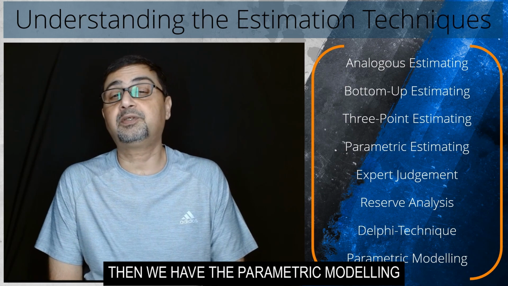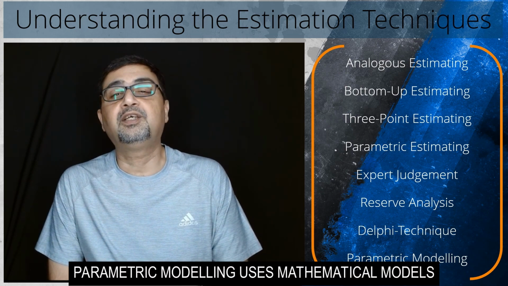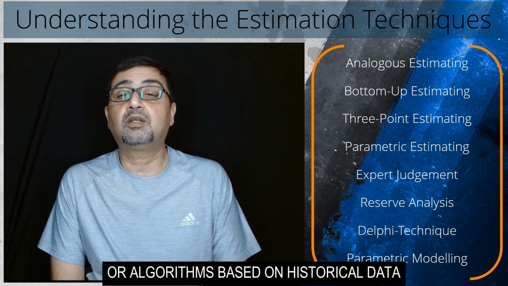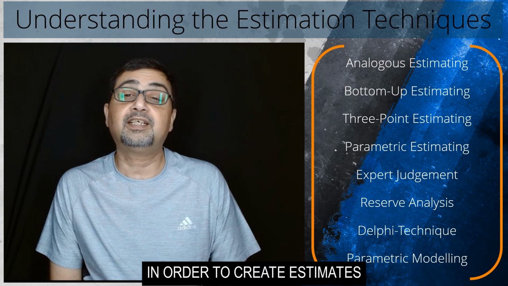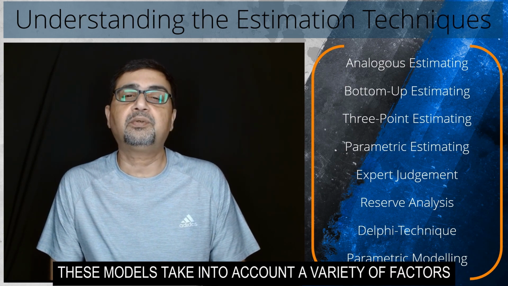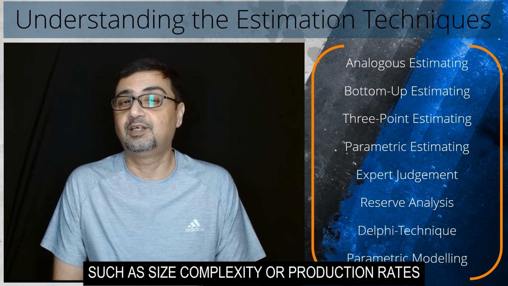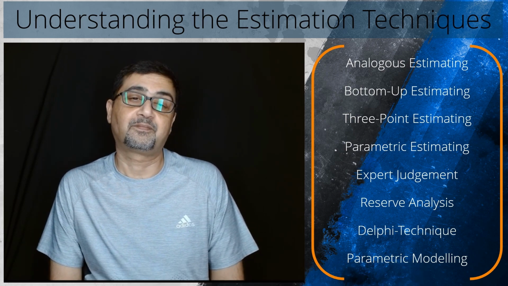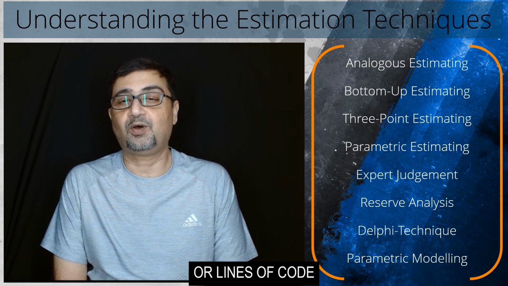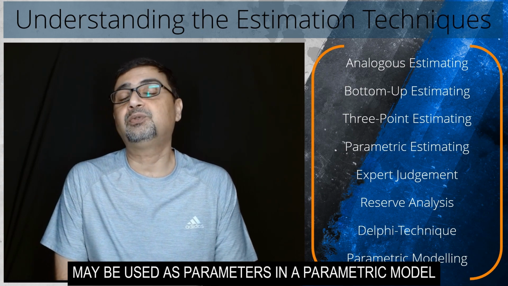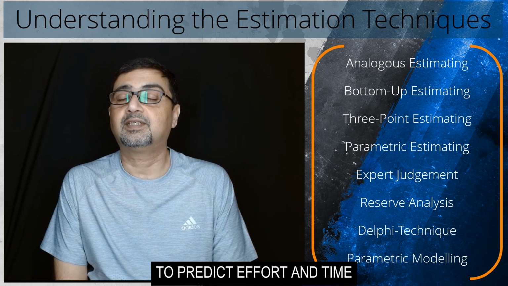Then we have the parametric modeling. To estimate project requirements, parametric modeling uses mathematical models or algorithms based on historical data. In order to create estimates, these models take into account a variety of factors such as size, complexity, or production rates. For instance, in a software development project, function points or lines of code may be used as parameters in a parametric model to predict effort and time.